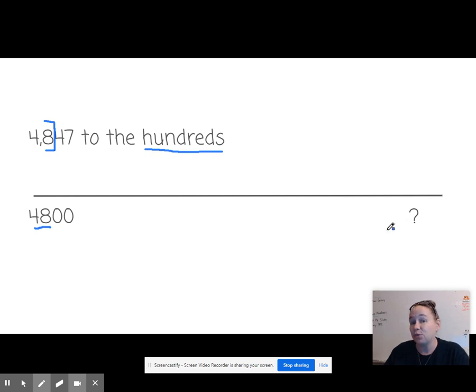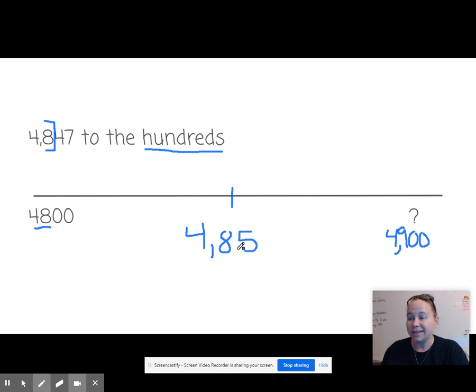What comes after 48 is 49, and it's in the hundreds. So I'm going to add 4,900. You don't have to put a comma when you're dealing with just the thousands. Did you know that? Anyway, what's halfway between 4,800 and 4,900? Well, it would be 4,850. Because 50 is half of 100, right?